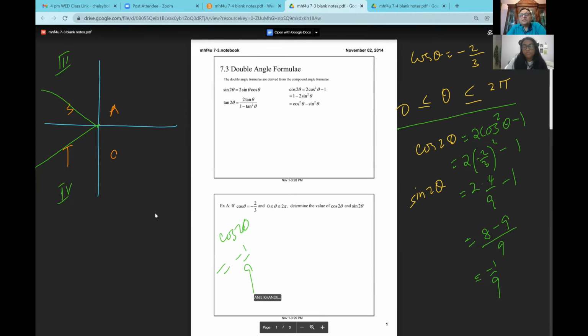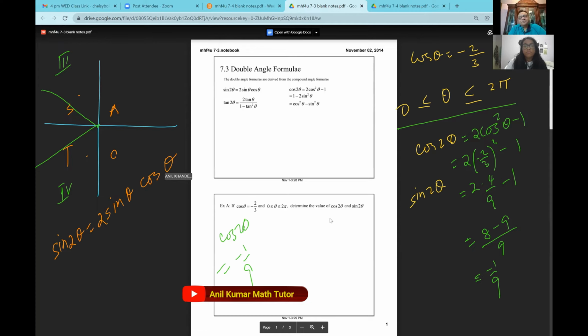Now let's find what sine 2 theta is. For finding sine 2 theta, we have to find the value of sine theta. See, cos is negative in both the places, but it could be in either quadrant. So what could be sine theta? Tell me. Sine 2 theta, you know, is 2 sine theta cos theta, correct? We know the value of cos theta, but we don't know what sine theta is.